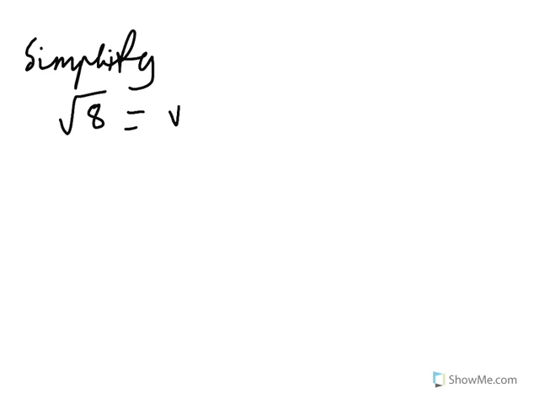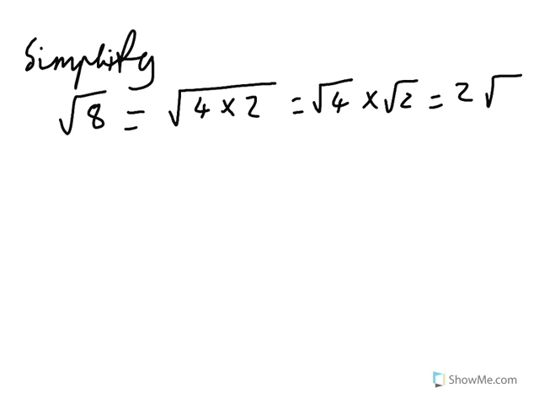Okay, so let's look first of all at some simplifying, and at things that can be simplified. Square root of 8, for example, we can simplify. How? We can write it as 4 times 2, and then we're allowed to split those up. The square root of 4 is 2, so we've got 2 square root 2. The square root 2 part can't be simplified any further. So that's the simplification for that one.